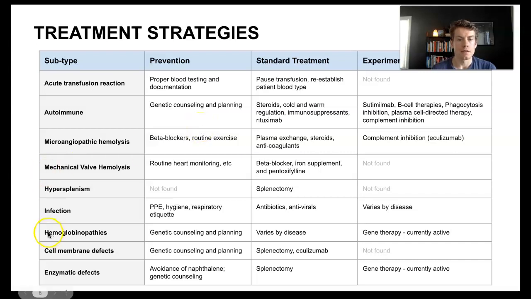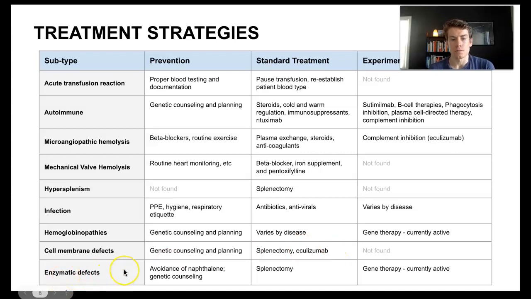Things like hemoglobinopathies, genetic counseling is effective. Treatment strategies will vary by the different type, but typically gene therapy is something that is used now to help manage the effects of this disorder. So, very similar with cell membrane defects, genetic counseling to diagnose this and to maybe prevent potentially passing this on is important, but standard treatment strategies include some forms of medication. However, the common treatment strategy is also splenectomy, which is a little bit invasive.